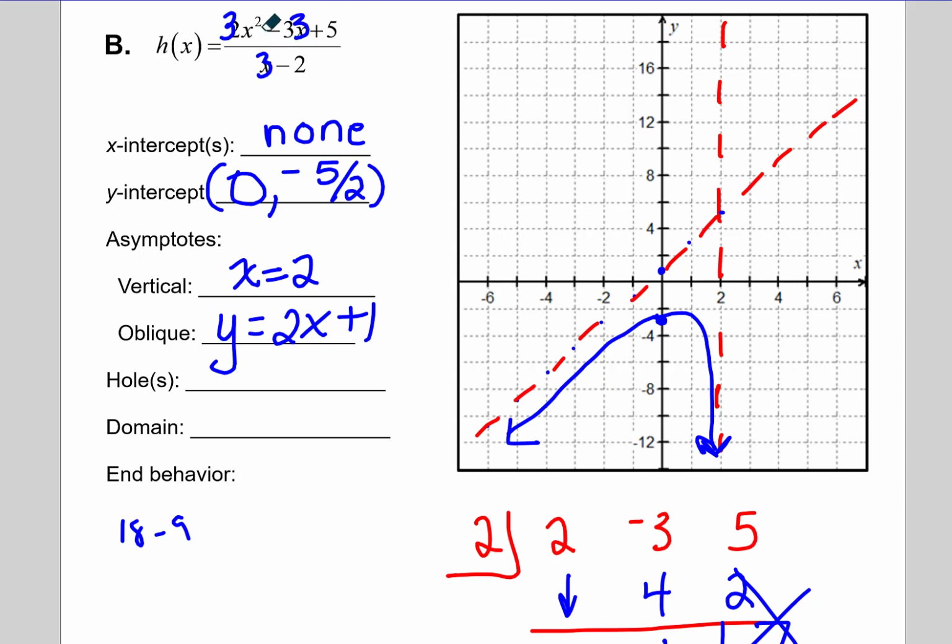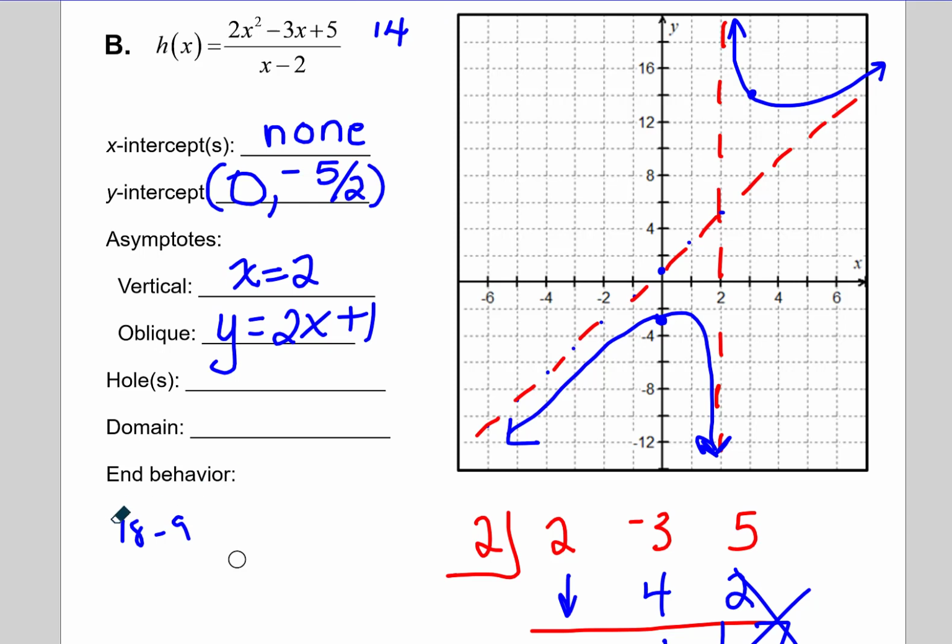Let me erase this. So we got 14 in the numerator, and we put a 3 here. No, I put a 4 there. Did I put a 3 there? It was a 3. So I got 14. So when we put a 3 there, we're way up here at 14. So we've got to stay like that, and we've got to go off that way. Okay?